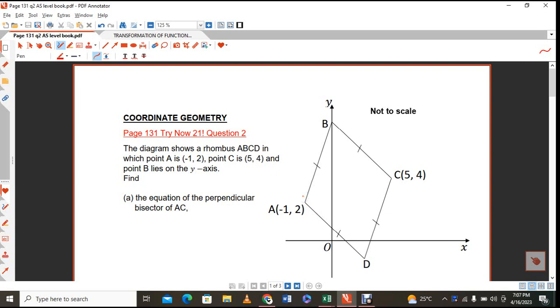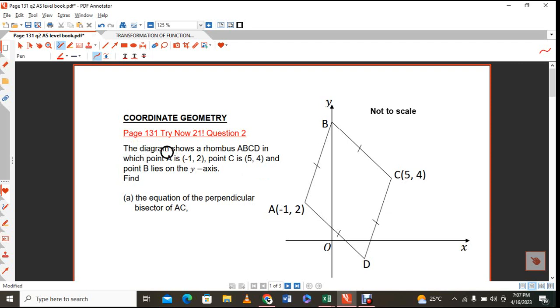This is Mr. Mix with another video on coordinate geometry. This one is particularly found in the AS level textbook, the book Y equals mx plus c. You will find this on page 131. That's Try 21 question 2. If you don't have access to this book though, you can just follow the question, and of course you have the luxury of pausing the video and try to solve this question on your own.